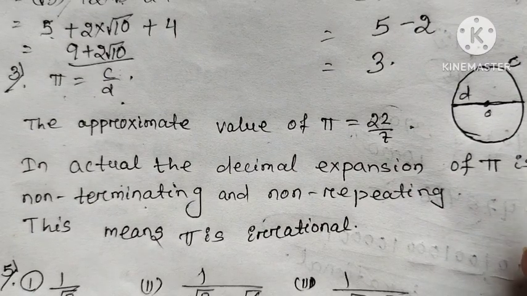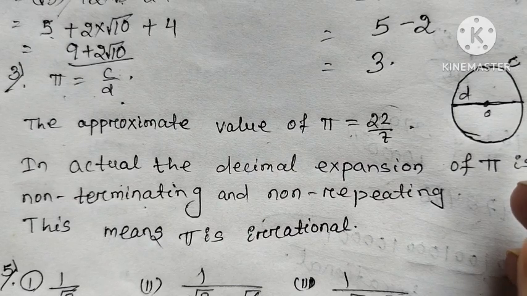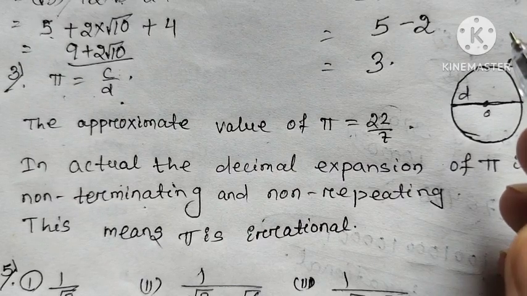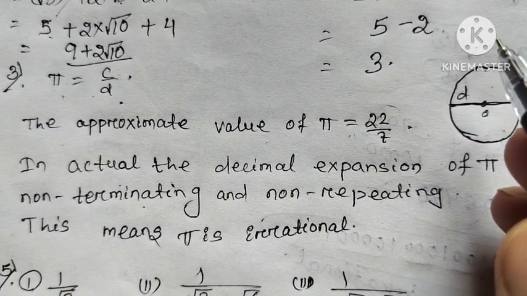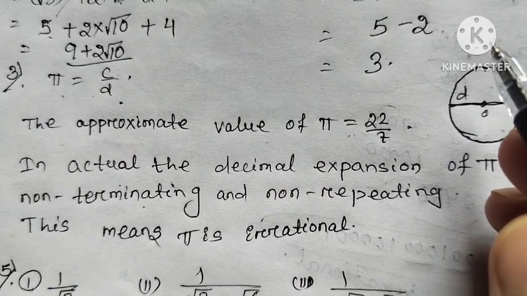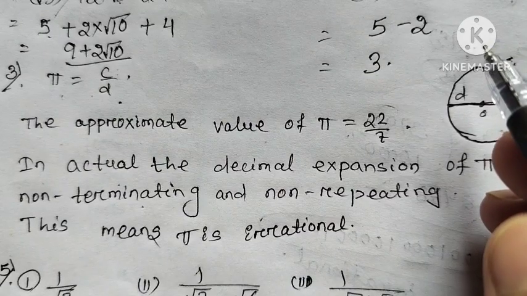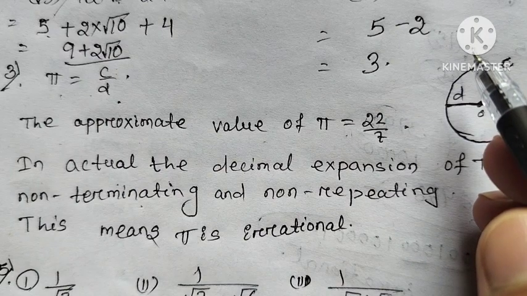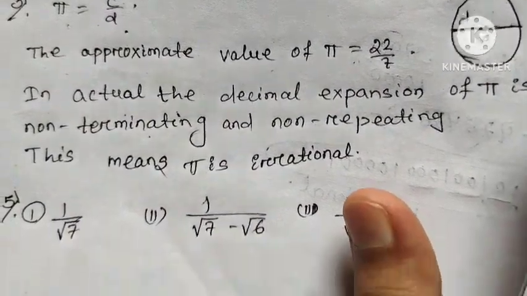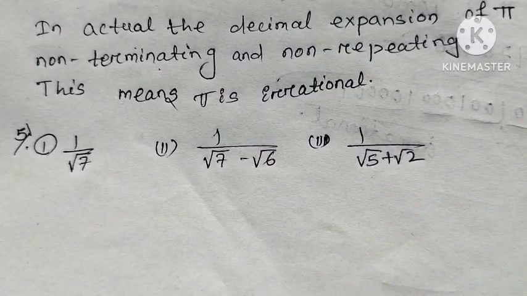Then question number 4 is given: represent root 9.3 on a number line. This is not very important. This question you also have to explain. Then question 5: rationalize the denominator of the following.